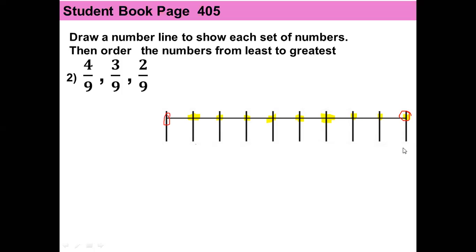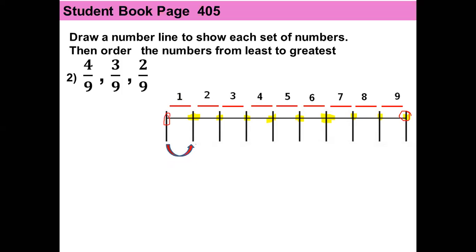Now, I will represent, so this is 9 parts. Now, Muhammad, just a minute. Now, where is it?